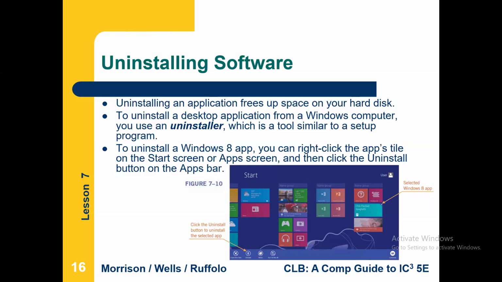For example, to uninstall a Windows 8 app, you right-click the app's tile on the start screen and the app screen, and then click the uninstall button. Mostly, if we are using our smartphones, you just right-click on that particular folder or program that you want to uninstall, and then you see there will be an option that says uninstall. Then you click on that one just to remove that particular program. So once you do that, you are using the uninstaller to go through that process to remove that program from your computer system.